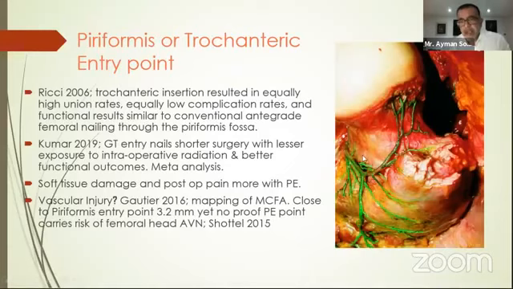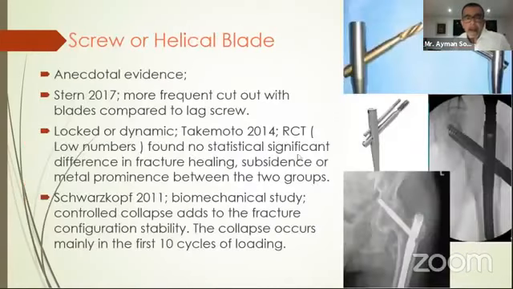Now, this image here is from a researcher called Gautier in 2016, and they mapped the distribution of blood supply of the medial circumflex femoral artery. It's quite close, the entry point for the piriformis entry nails, to the vessels, and particularly the subsynovial branch. Although it's not proved that there is a higher risk of AVN with piriformis entry nails, bear that in mind.